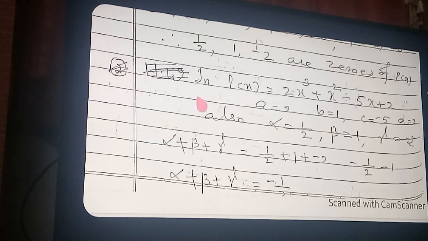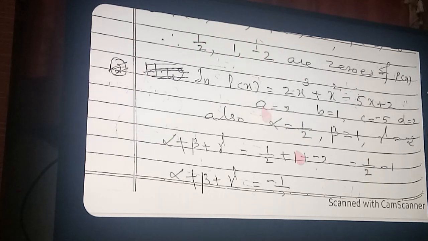And the second part is that we have to verify with the coefficients. So I wrote the polynomial p of x once more: 2x cube plus x square minus 5x plus 2. Here, the coefficient of x cube is a, which is equal to 2. The coefficient of x square is 1, so b is equal to 1. The coefficient of x is minus 5, therefore c is equal to minus 5. And the constant term d is equal to 2. Now we know the zeros: alpha is 1 by 2, beta is equal to 1 and gamma is equal to minus 2.